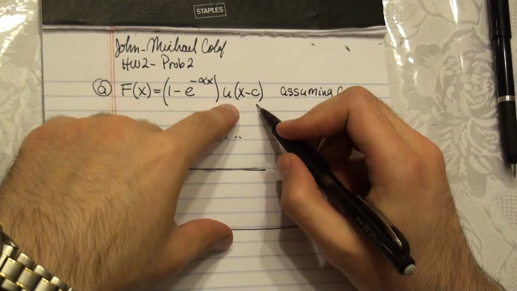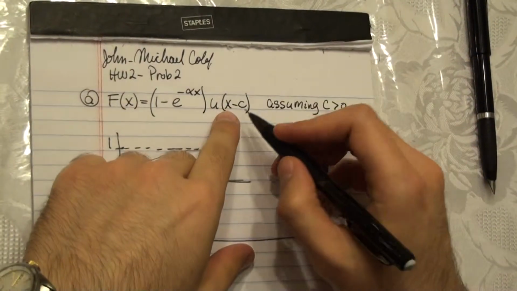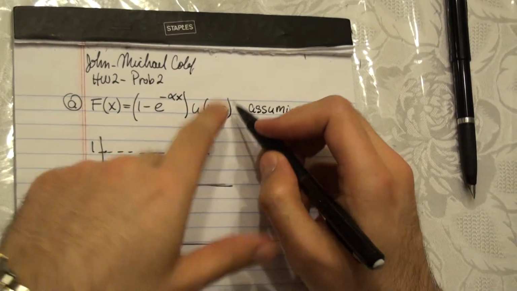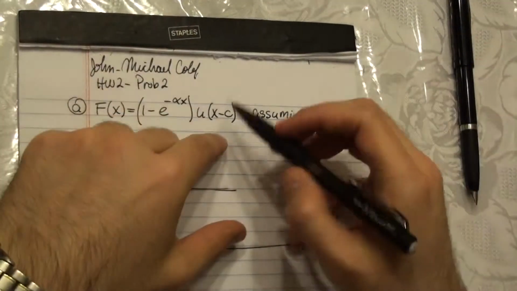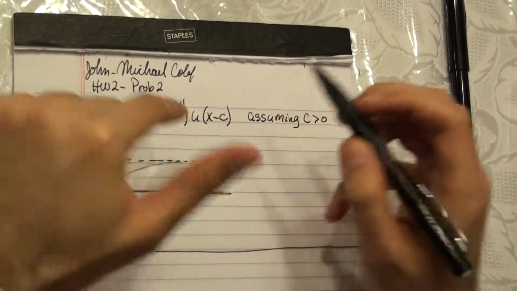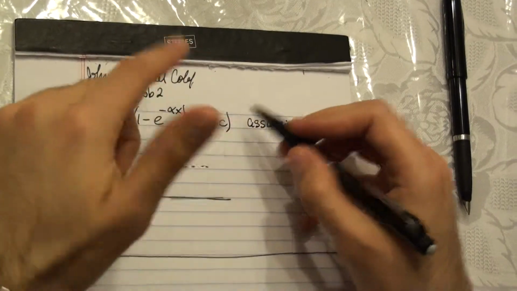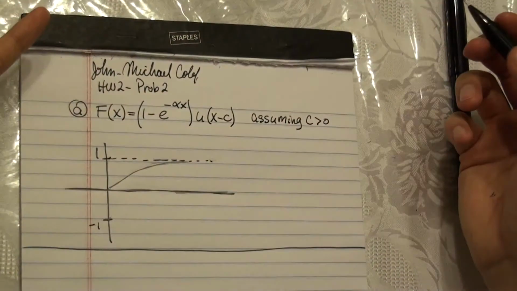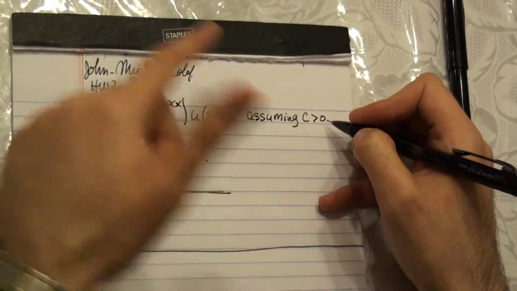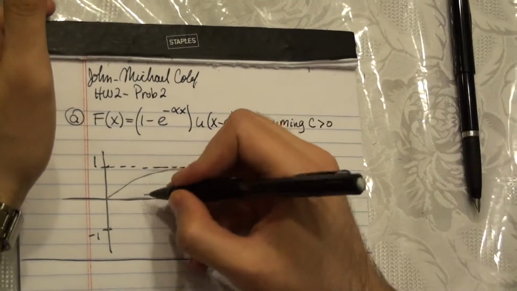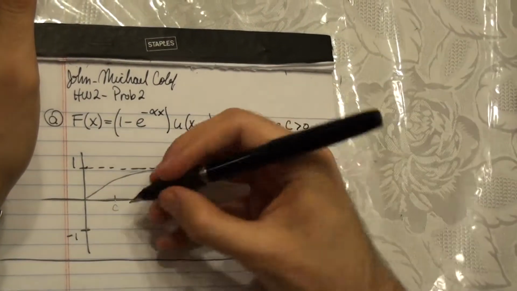However, we have this step function. So the step function is defined that whenever the argument inside is less than 0, the step function is 0. Whenever the argument inside the step function is greater than or equal to 0, this becomes 1. So I'm assuming that C is a point that's greater than 0 because we can't have negative probabilities. So I'm going to say that C is somewhere over here. I'm just going to label it in black so we have C.